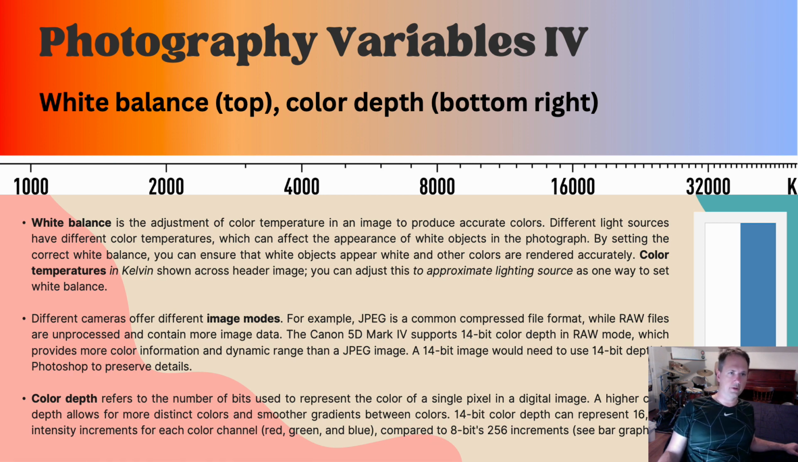Cameras also offer different image modes like JPEG and RAW. So a JPEG for the Canon 5D Mark IV is, I think, 8-bit for each sensor pixel. It's going to have 8 bits of information for each color channel, so red, green, blue, and I think also intensity like black and white. But for each of those channels you get 256 increments, because 8 bits in binary is just 8 zeros or ones or some combination of that. So there's 256 combinations that you can make out of 8 zeros and ones.